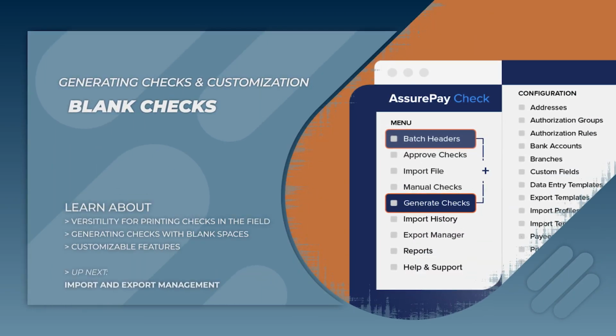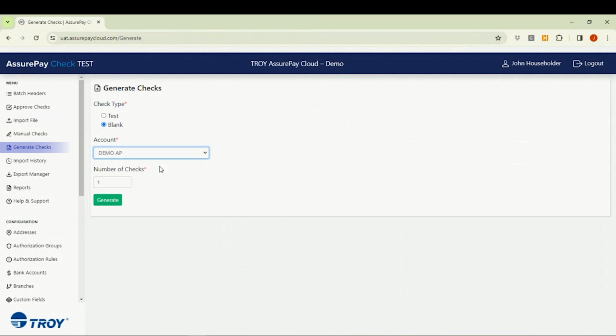Blank checks. The Generate Checks menu option also has a blank check feature, where you can generate pre-printed checks with blank spaces for the amount and payee name. This feature allows for printing checks with a microline, check date, and more, leaving other fields blank for when checks need to be filled out in the field. Once the check is filled out in the field, it can then be reconciled with your CRM system.